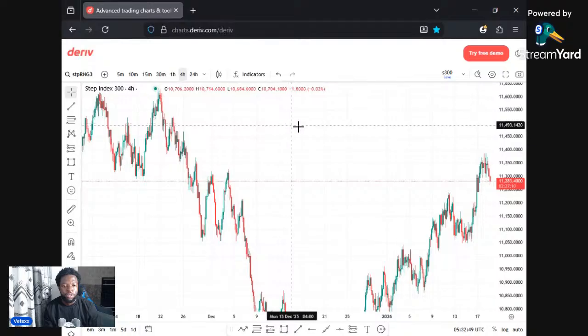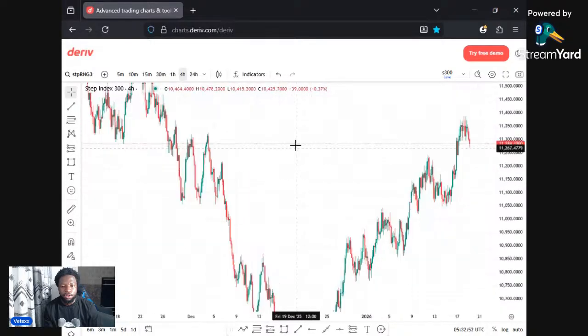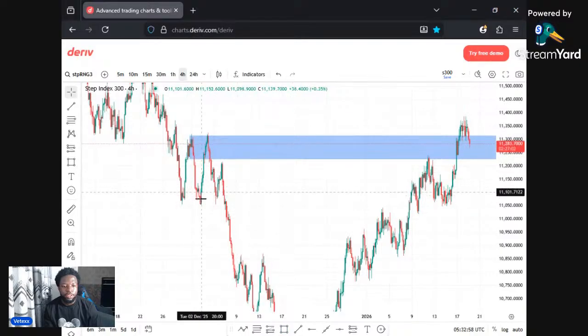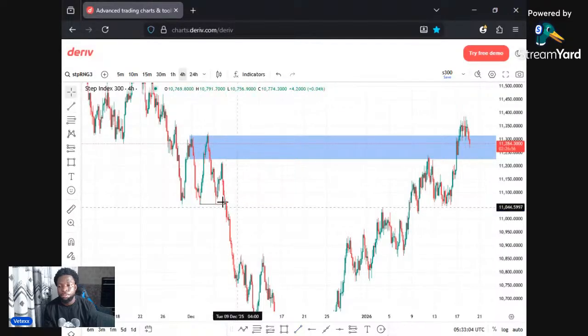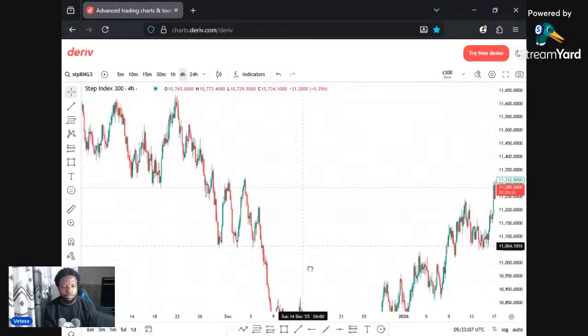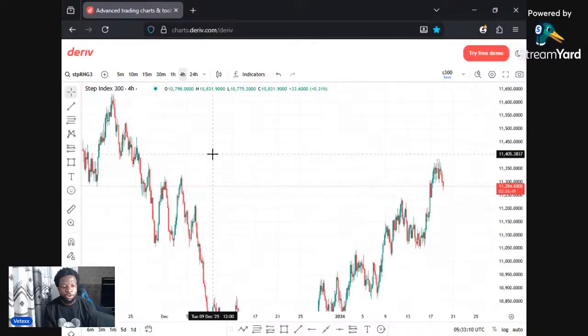So on the 4-hour time frame, there is nothing currently. This was supposed to be a continuation here, but it was invalidated because it was a type 2 setup. It has just one break, which was this. So we didn't consider it and price still didn't respect it.